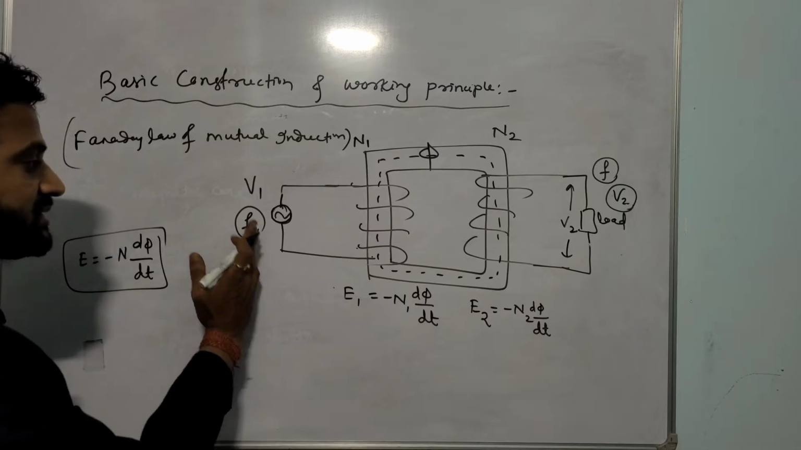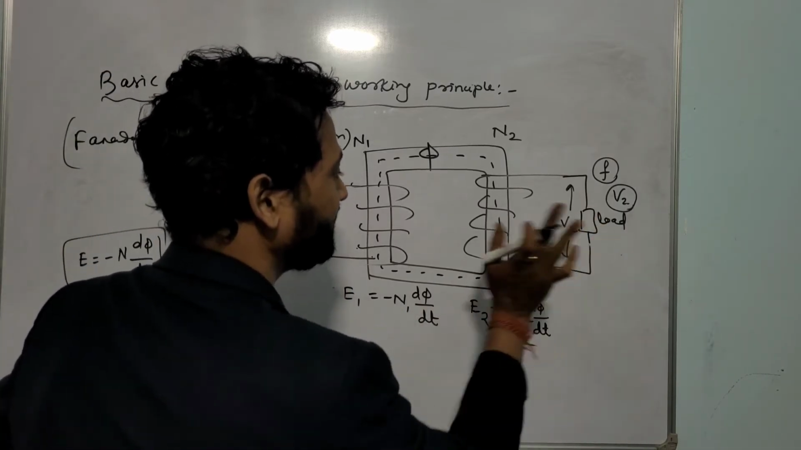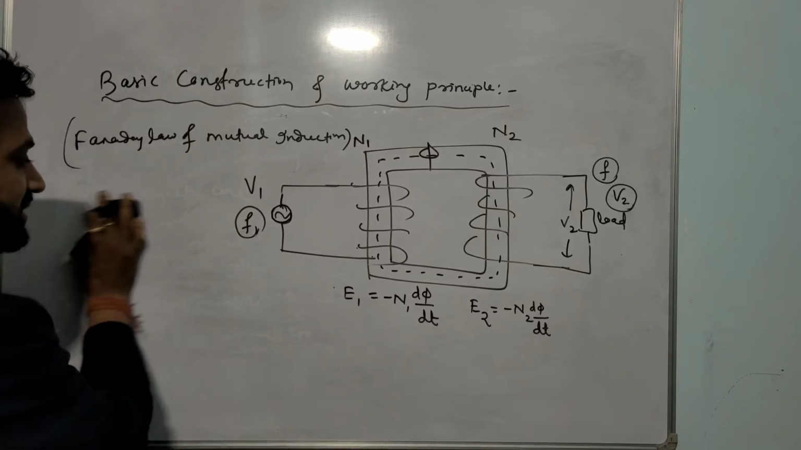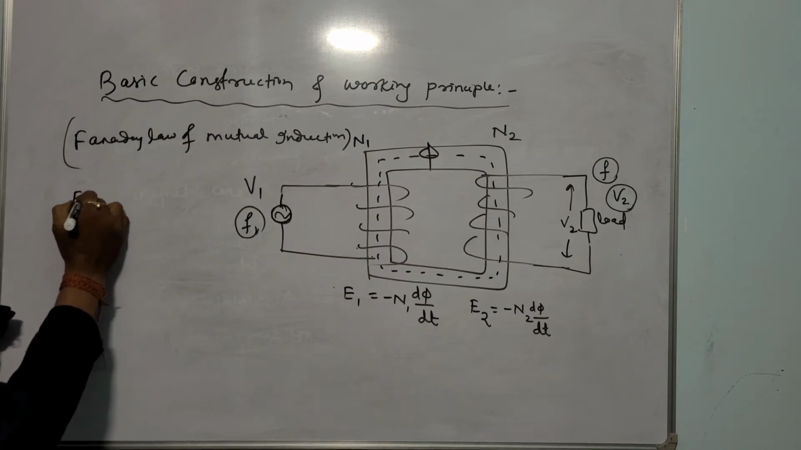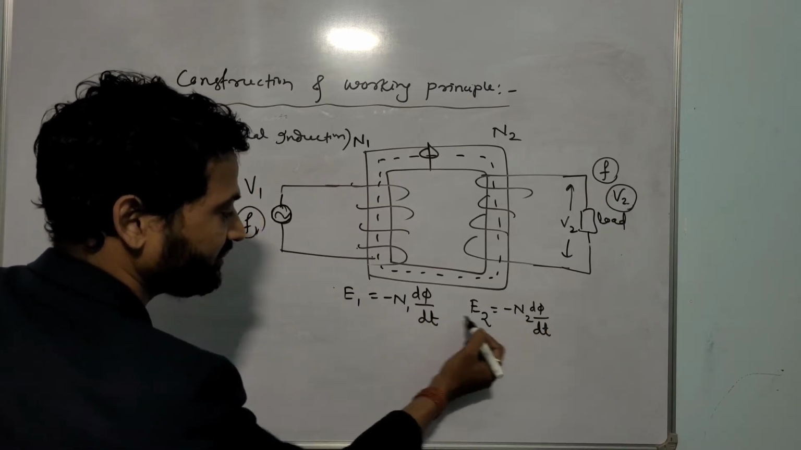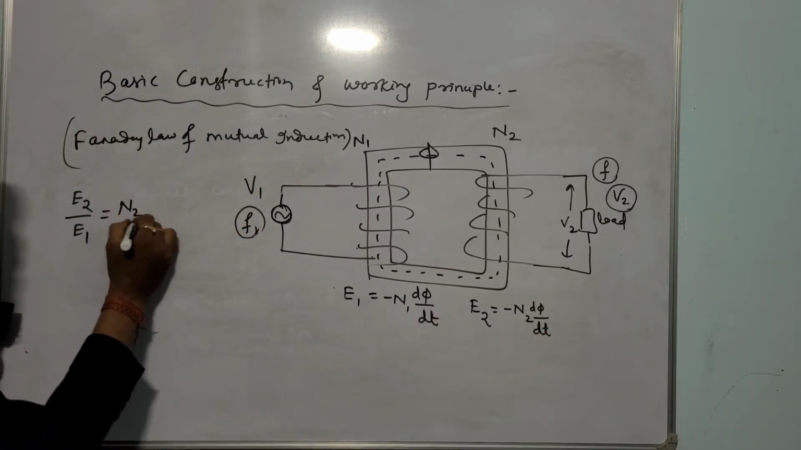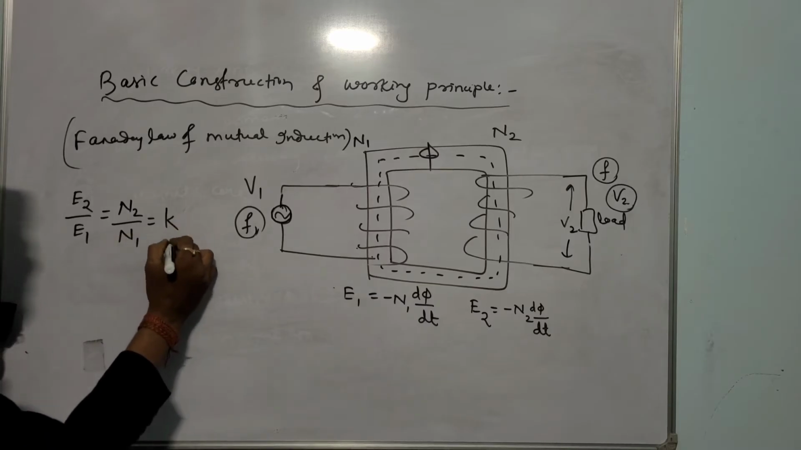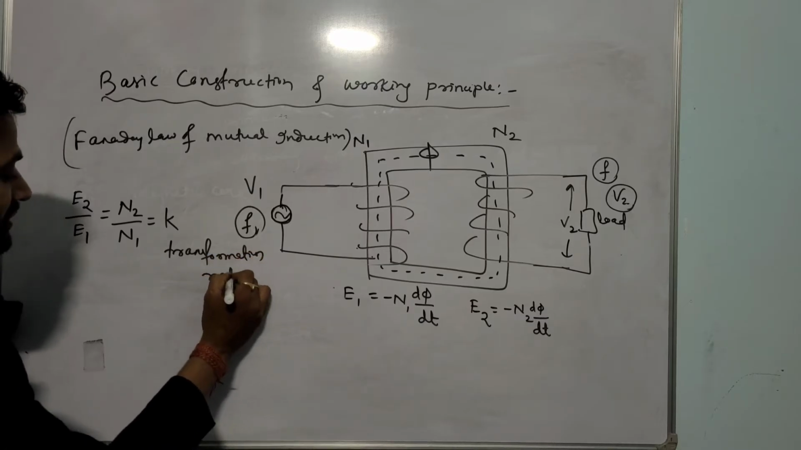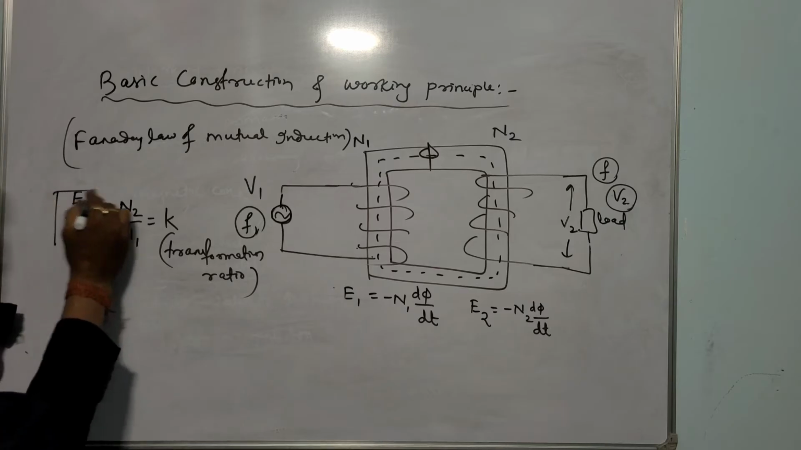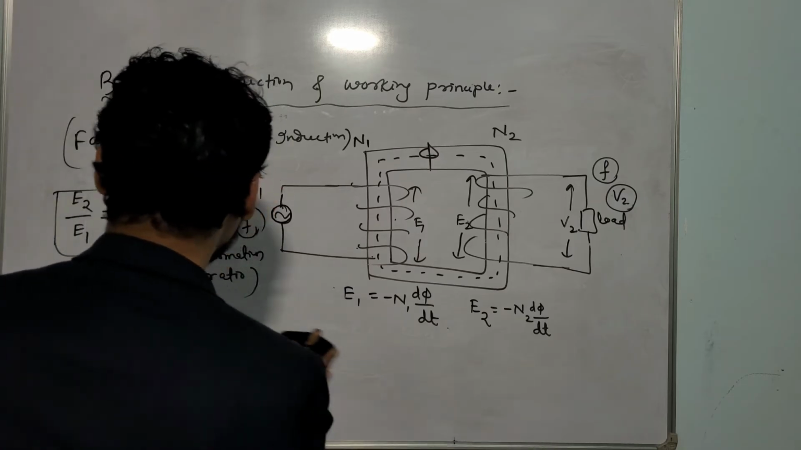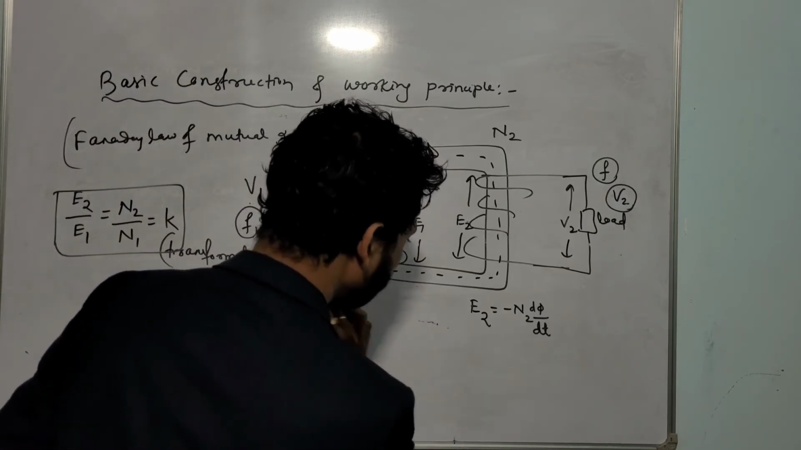So there are four levels of voltage: V1, E1, E2 and V2. Now an important point: if I divide E2 by E1, the negative signs and the d phi upon dt part will cancel. What will be your answer? The answer is N2 by N1. That is called the transformation ratio. Okay, I think it is clear. So shall I erase this part?